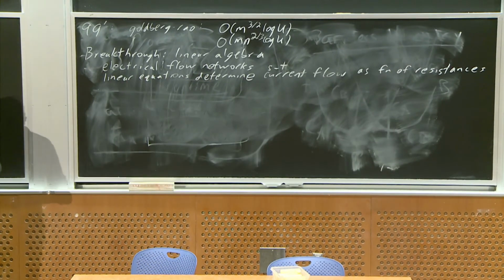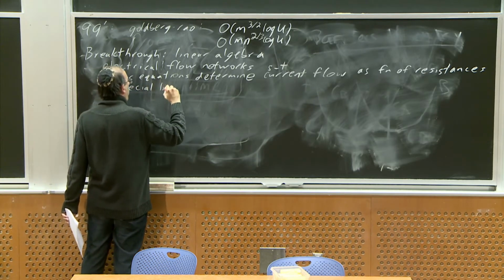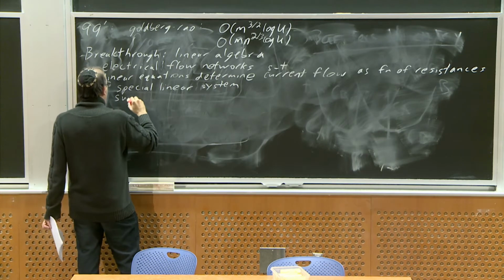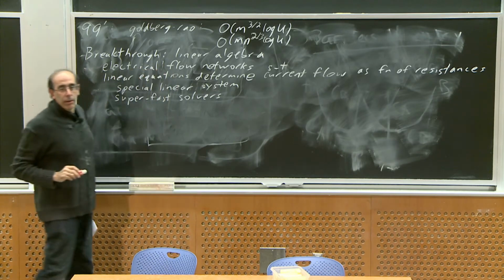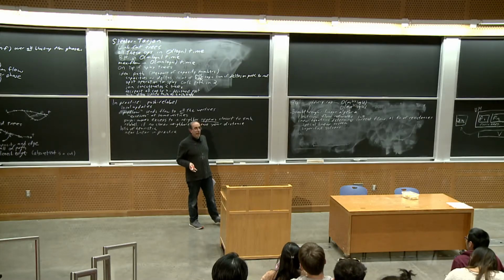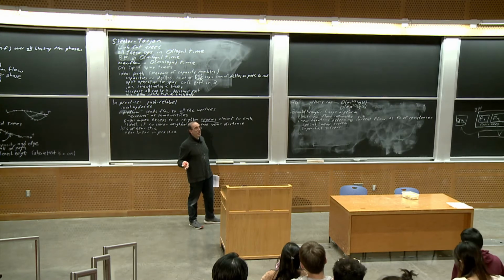And so computing the current flow involves basically solving a large linear system. And this is a very special linear system. And over time, people have developed super fast solvers for it. Okay. Now, it's not clear that you can immediately use this for max flow because there's no capacities in an electrical network, right? The current can be infinite depending on the resistances, right? So how do you enforce capacities?